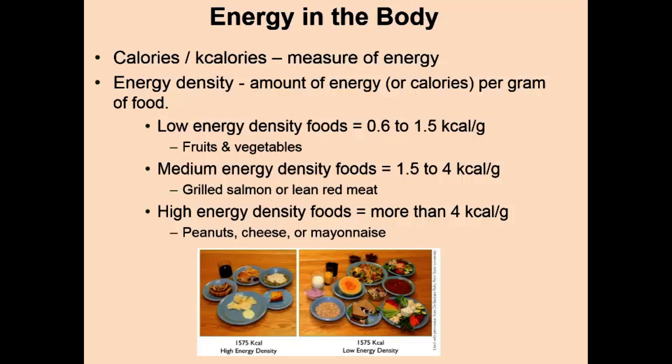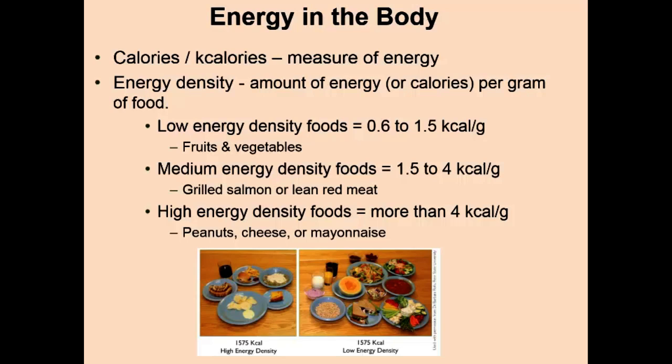So we meet the term energy density. Energy density is the amount of energy, or kilocalories, per gram of food. We have low energy density foods. These are going to be foods that give us anywhere from 0.6 to 1.5 kilocalories per gram, and these are going to include foods like fruits and vegetables. Then we have medium energy density food, which is 1.5 to 4 kilocalories per gram of food. This will include foods such as, for example, grilled salmon or lean red meat.